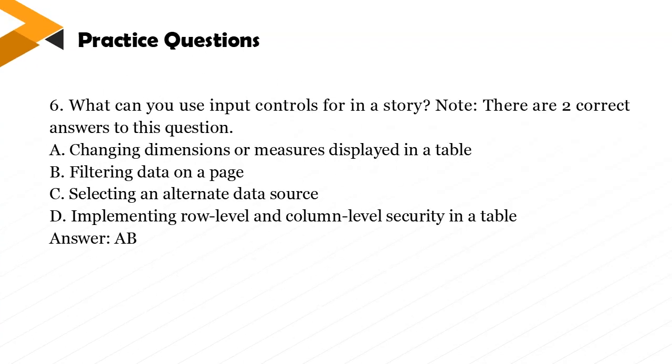6. What can you use input controls for in a story? Note: there are two correct answers to this question. A. Changing dimensions or measures displayed in a table. B. Filtering data on a page. C. Selecting an alternate data source. D. Implementing row-level and column-level security in a table. Answer: A, B.